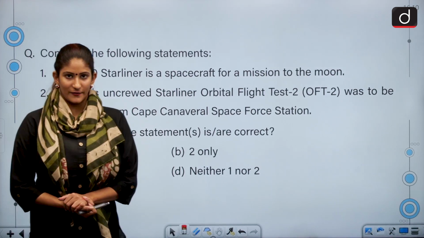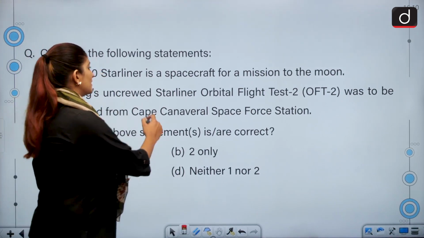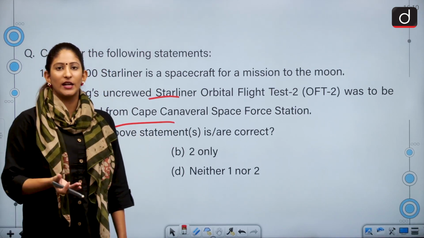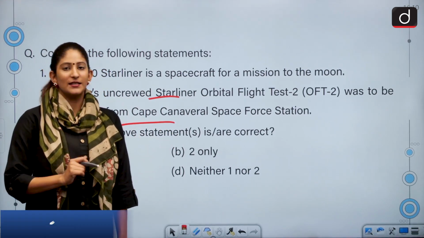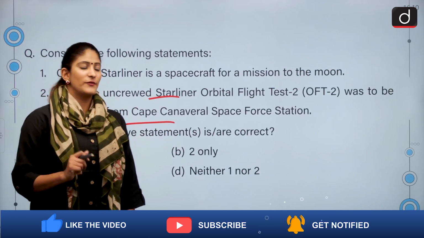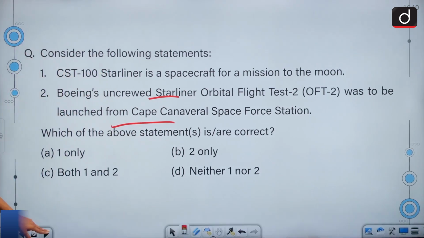CST-100 Starliner, yes, this was to be launched from Cape Canaveral Space Force Station, but has now again been delayed. But it is not for the moon, but lower Earth orbit. Okay. So first is incorrect, second is correct. The correct answer is option B.